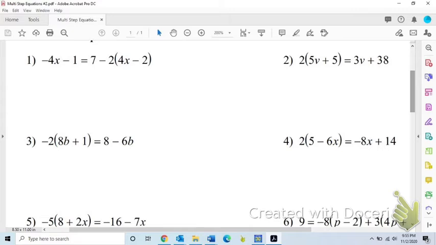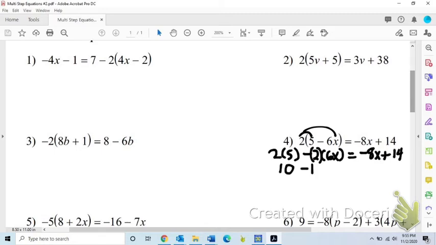Number 4, we're going to start off by distributing that 2. 2 times 5 minus 2 times 6x equals negative 8x plus 14. Do the multiplication. 10 minus 12x equals negative 8x plus 14. Now here we don't have any positives or negatives to clean up, so we're just going to go straight ahead and add 12x. So we could either add 8x or 12x to both sides. We're going to do the one that gives us the positive number.